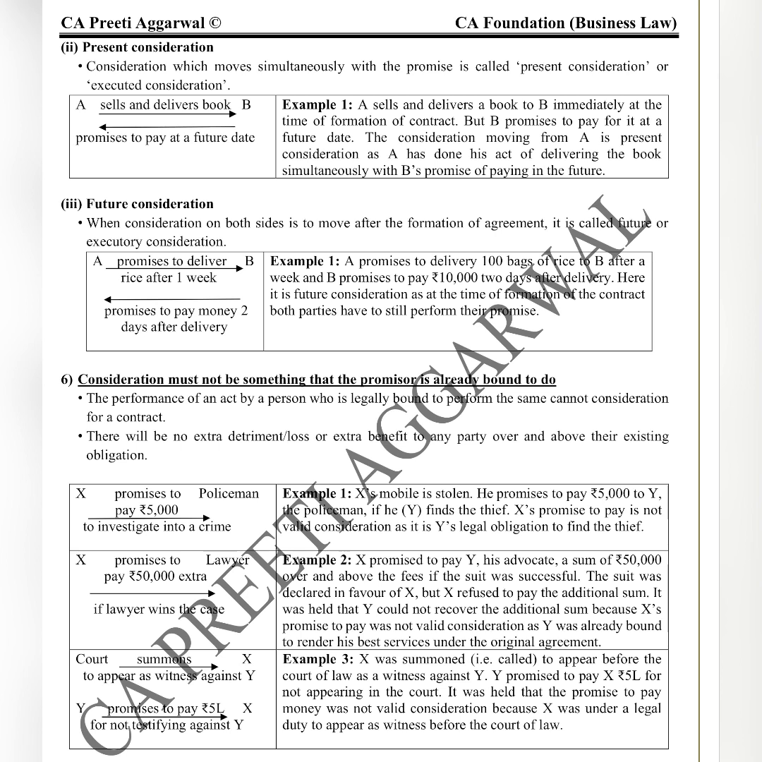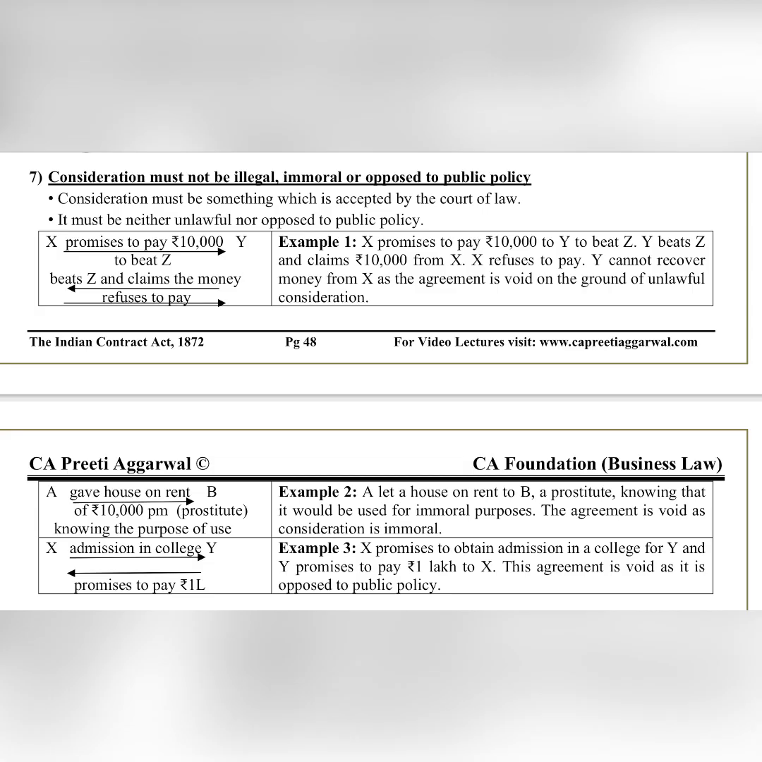A promises to pay 50,000 rupees extra if the lawyer wins the case, but it is already the obligation of the lawyer to win the case. That 50,000 rupees is not going to change his obligation. That is not valid consideration. So consideration must not be something which the other party is already bound to do. Consideration must not be illegal, immoral, or opposed to public policy. This is the last essential element.